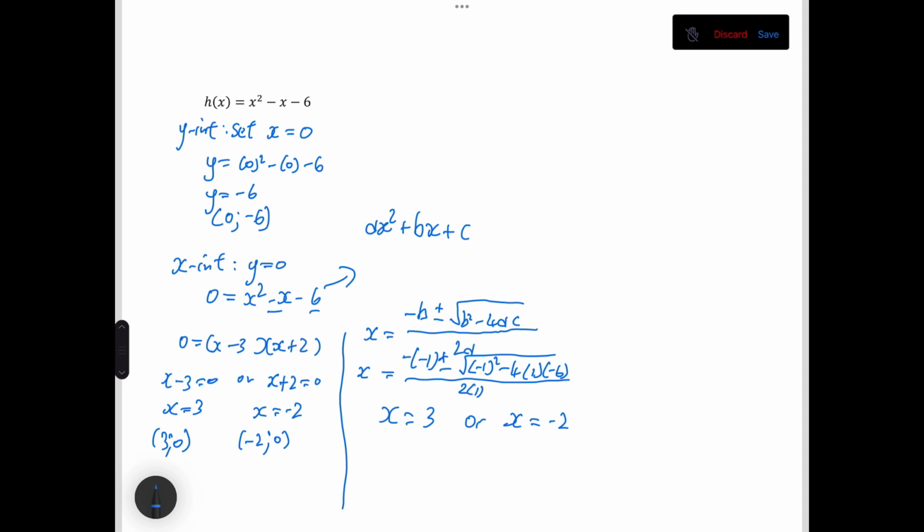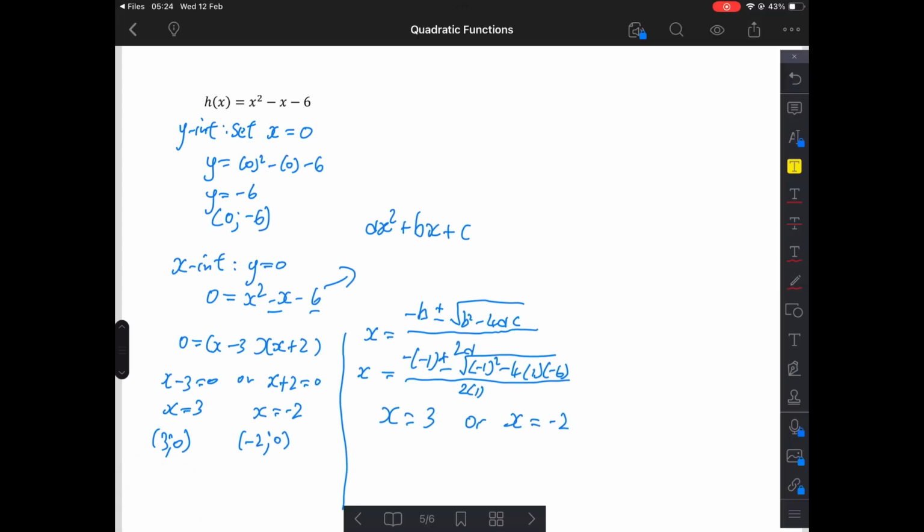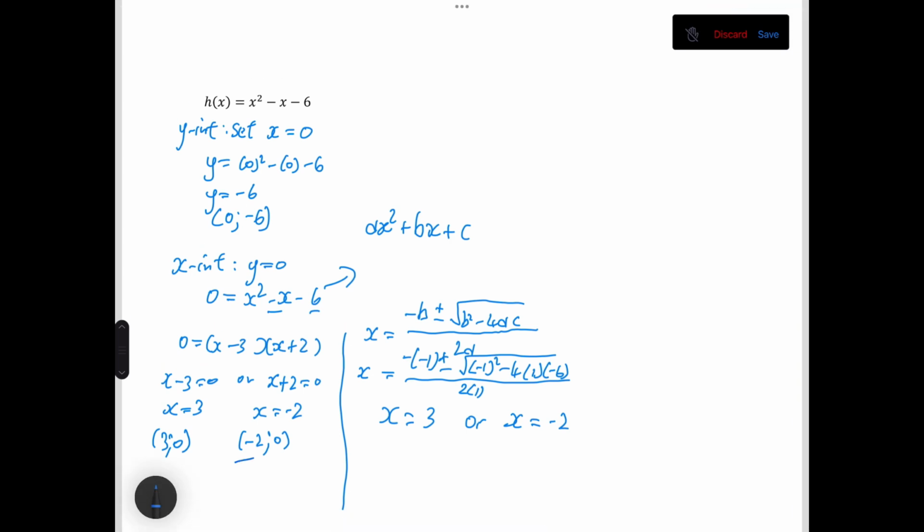So now you need to remember that we have a y-intercept. It is (0; -6). And our x-intercepts are (3; 0) and (-2; 0). And so now we take all of this information to the graph. But before we do that, we're missing something, and it is our turning point.